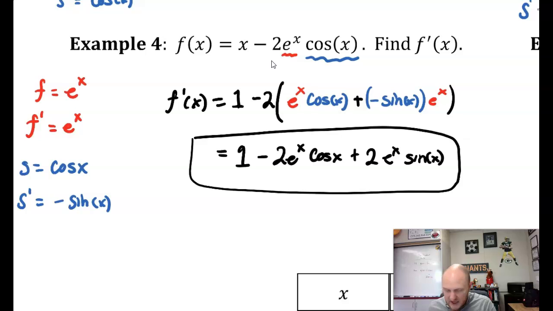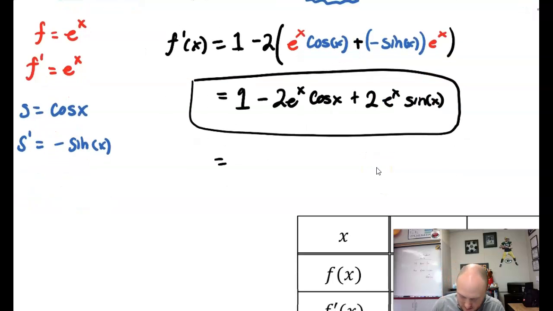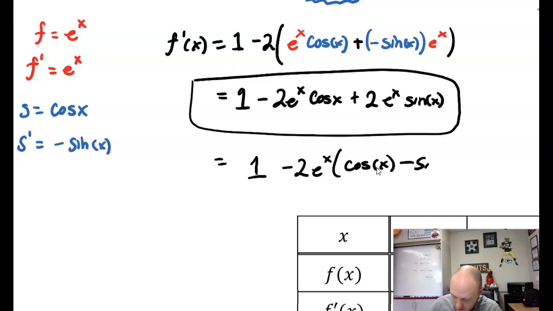There's our derivative. And if you wanted to, you could also factor out that 2e to the x. You see how they both have the 2e to the x? So for the 1, I'll take out a negative 2e to the x. So this would be cosine of x. And then because I took out the negative, that sine of x is back to being negative. Okay, so equivalent.